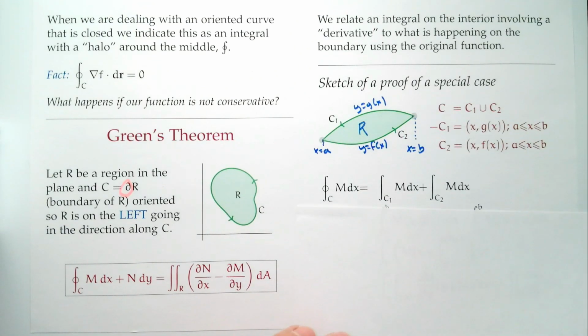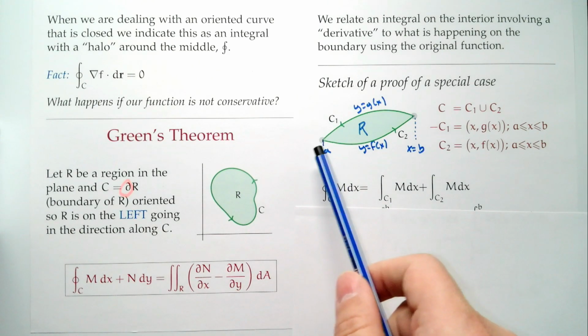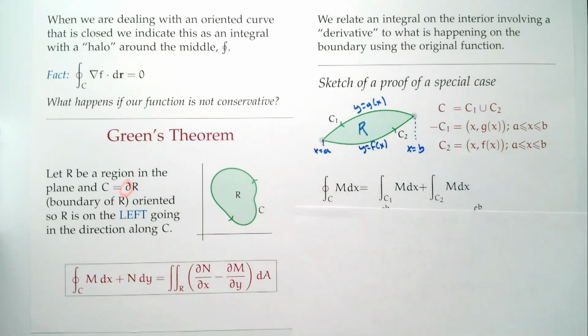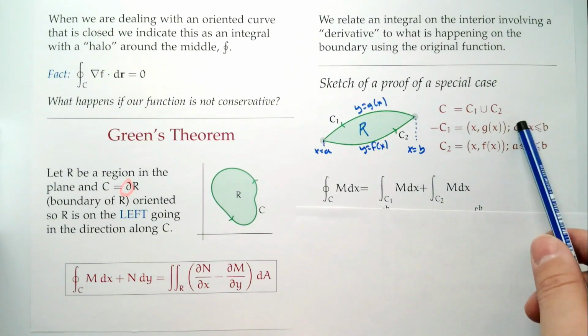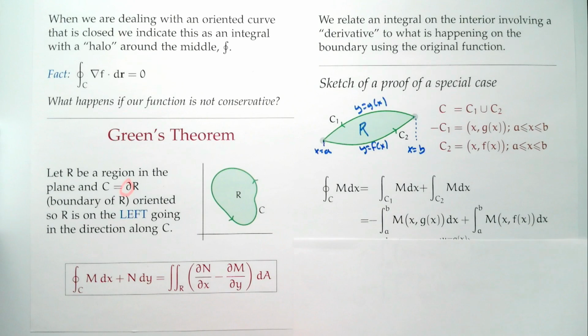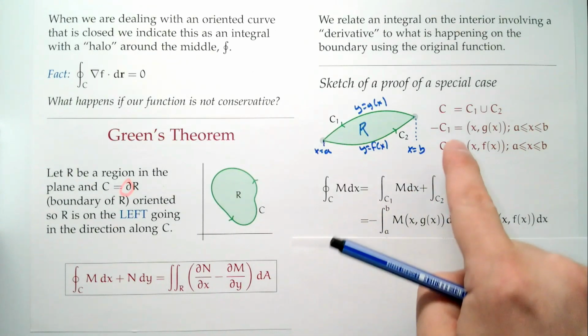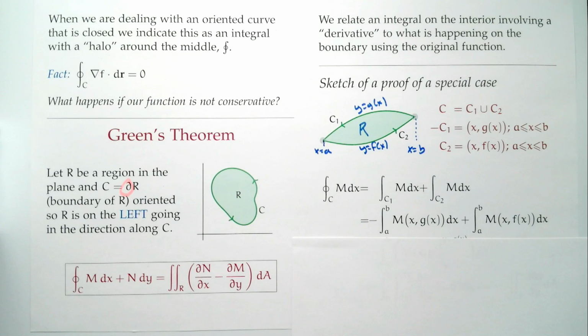So what's the special case? Well, I'm going to integrate M dx on the outside curve. The curve has two pieces, so I'm going to have C1 plus C2. That's pretty straightforward. And now we say, hey, we have parameterizations here, so we do the parameterizations. You'll notice because C1 went the wrong direction, that's why there's a minus sign. So we now can write our integral in the following way: minus the integral from a to b of M(x, g(x)) dx, and plus the integral from a to b of M(x, f(x)) dx.